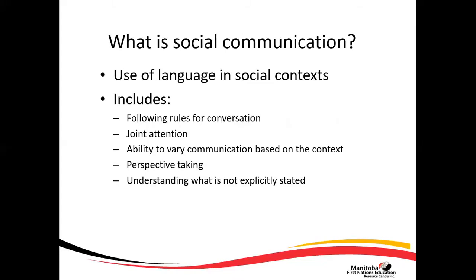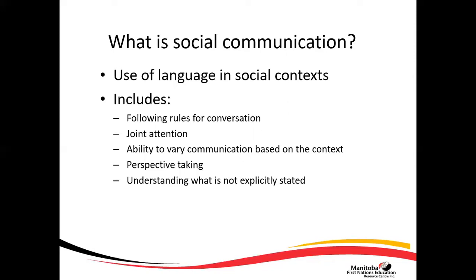So what is social communication? Social communication is the use of language in social context. It includes following rules for conversation, like knowing how to take turns with your conversation partner, or knowing how close to stand to the person you're talking to. Social communication also includes joint attention, and joint attention is an early communication skill. This is when two individuals focus on the same object, and this will be discussed later in the presentation.